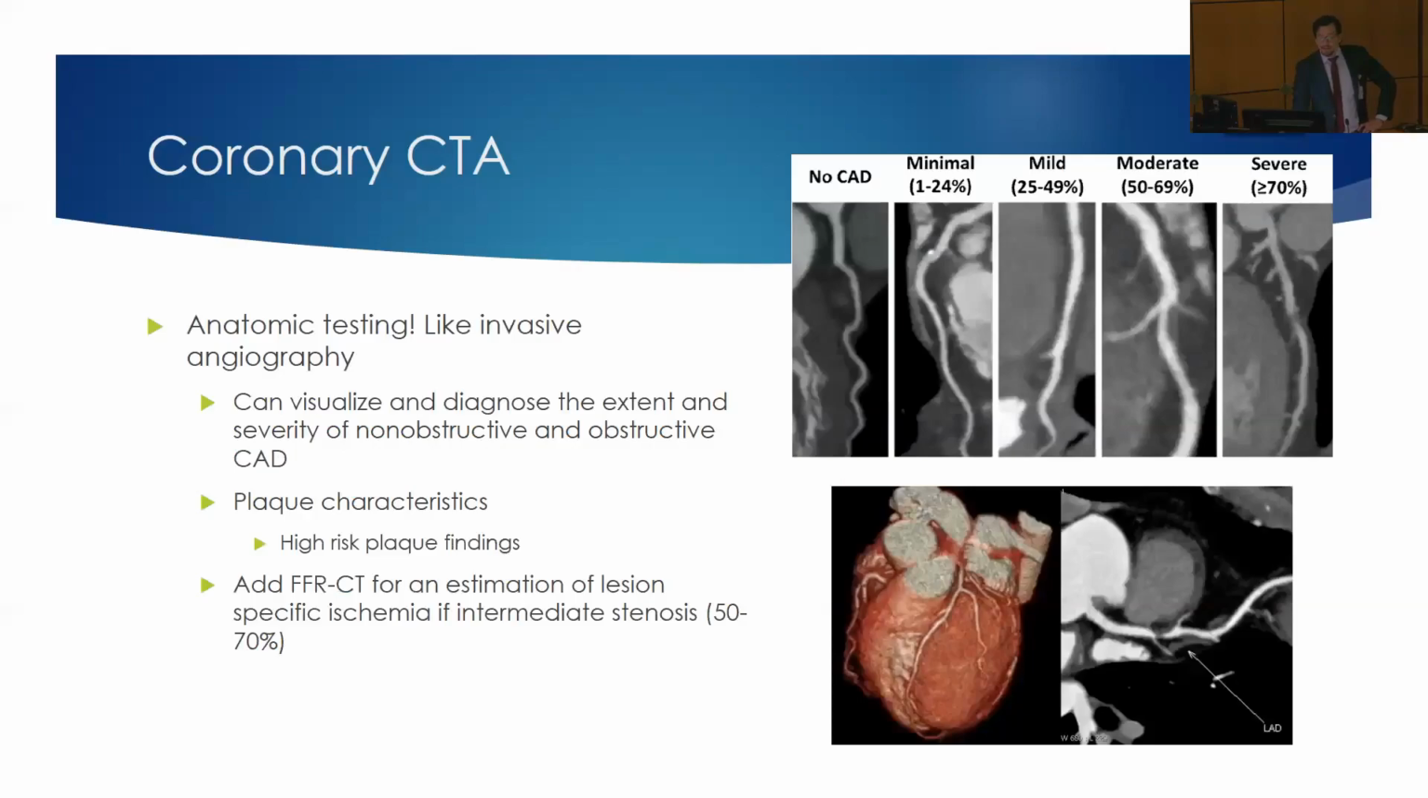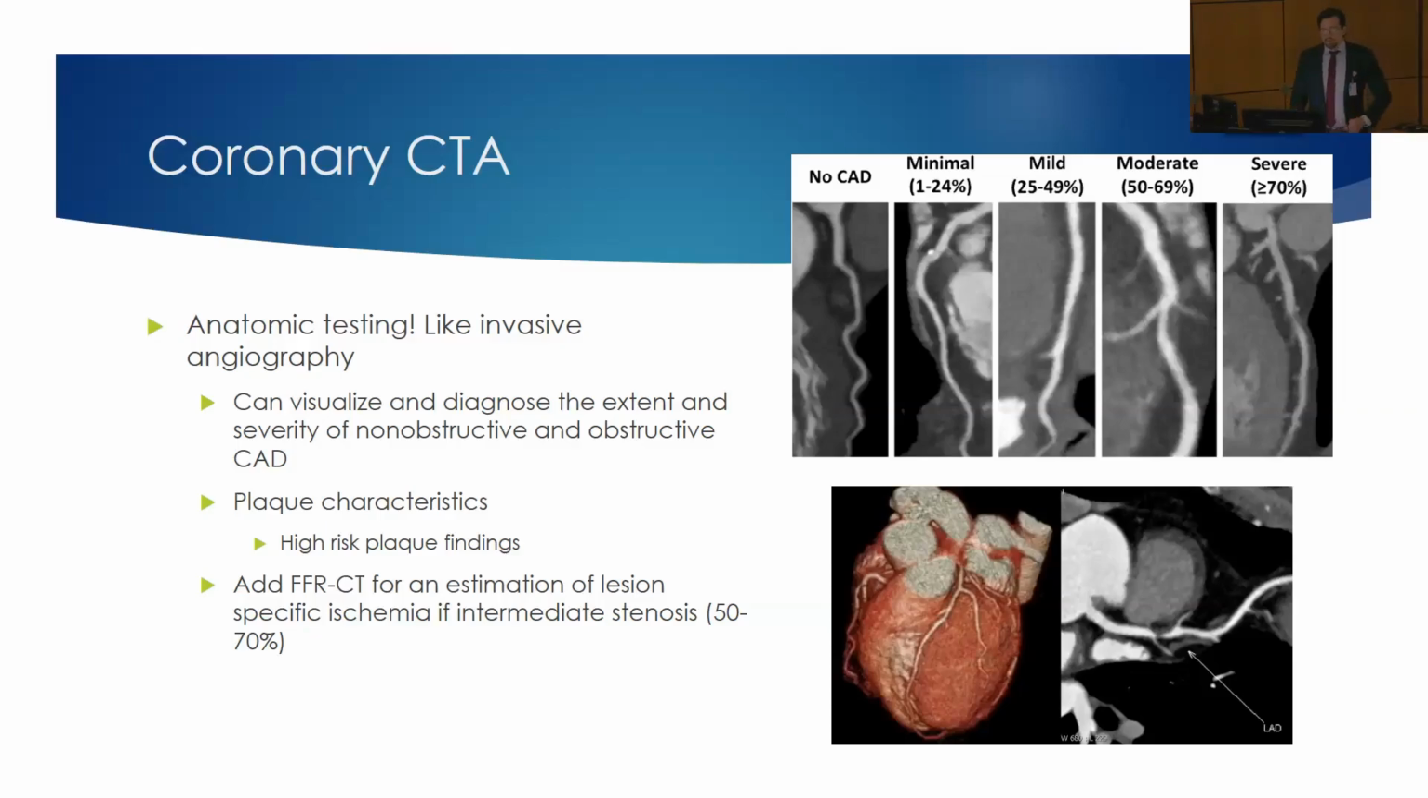prevalence. So going into more depth about what coronary CTA shows us, it's anatomic testing. Like I said before, you're not looking at ischemia necessarily, like if one area of the heart's not getting good perfusion from the coronary arteries. You can visualize and diagnose the extent and severity of non-obstructive as well as obstructive coronary disease.